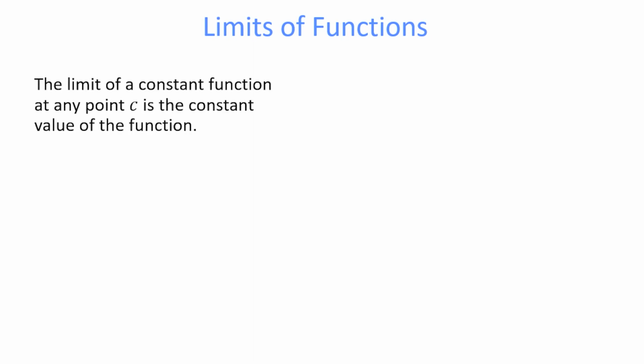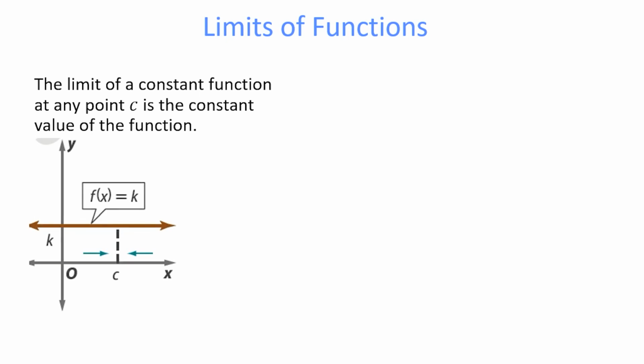First, we will look at the constant function. The limit of a constant function at any point C will be the constant value of the function. Here is the graph to make it clear. And we can also use the notation limit of k as x approaches C equals k.